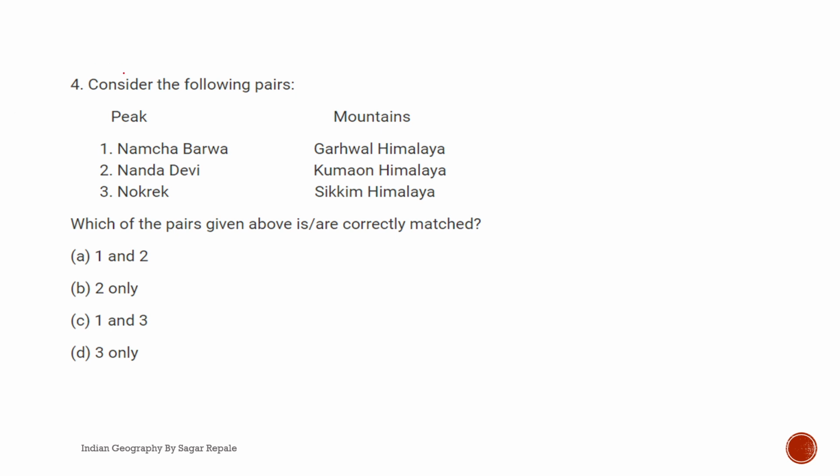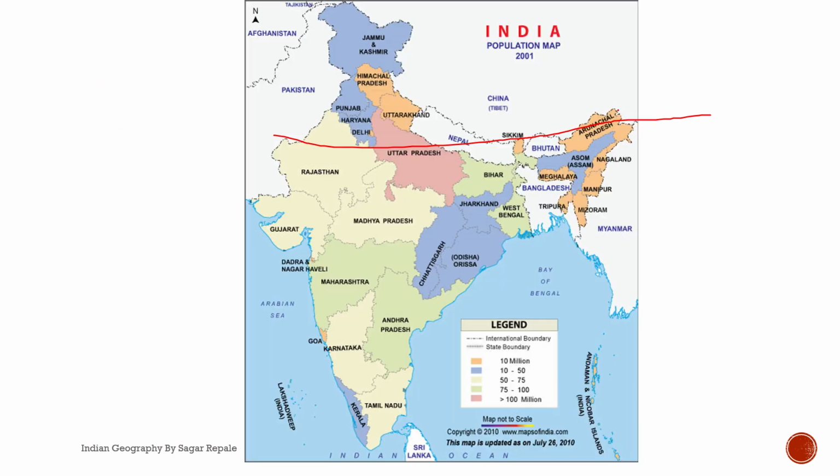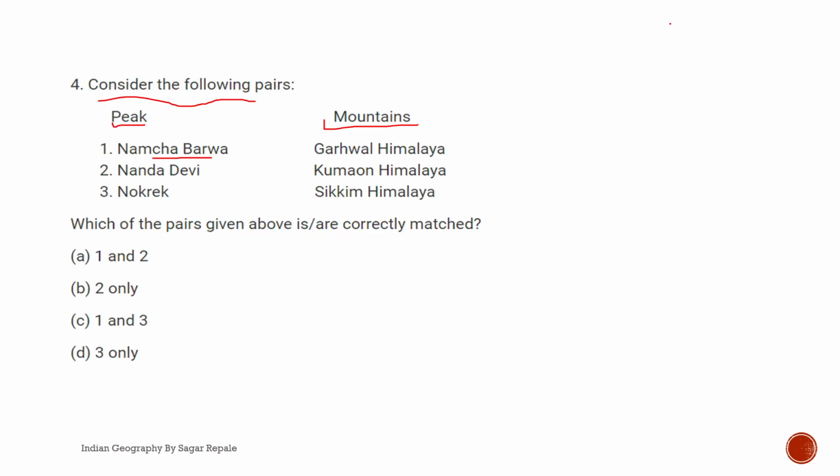And next question, consider the following pairs. So these type of questions are very general in UPSC. So here they have given peaks and you just need to match. So this is the question from the last year 2022. So Namcha Barwa. So we have talked about it. Namcha Barwa is the peak located somewhere here, and its specialty is that the Brahmaputra river takes sharp U-turn from the Namcha Barwa. So Namcha Barwa is located in the Arunachal Himalaya and not in the Garhwal Himalaya. So one is wrong, one is wrong. So you can cancel A and C. So 2 and 3 left.